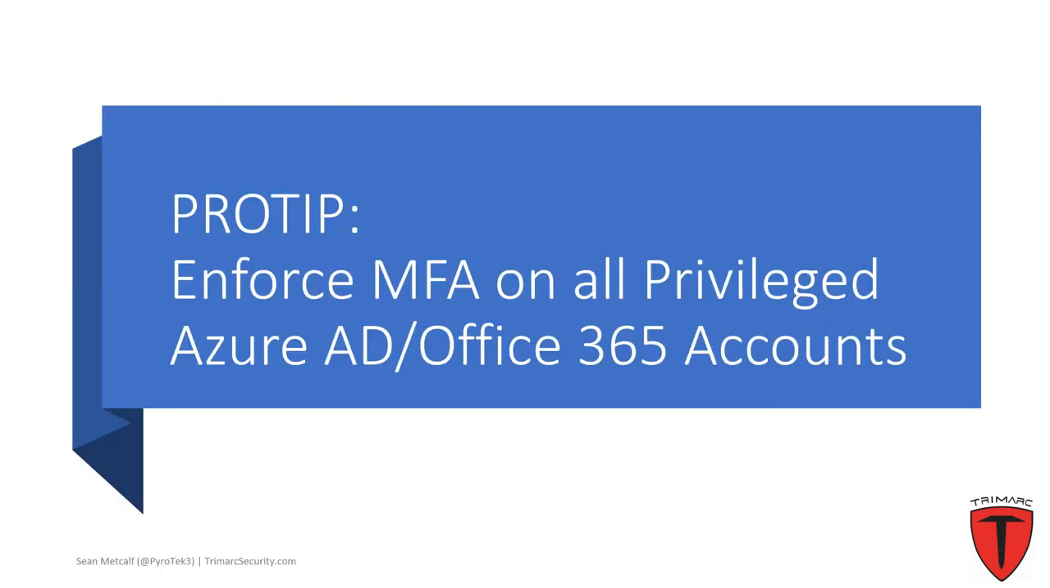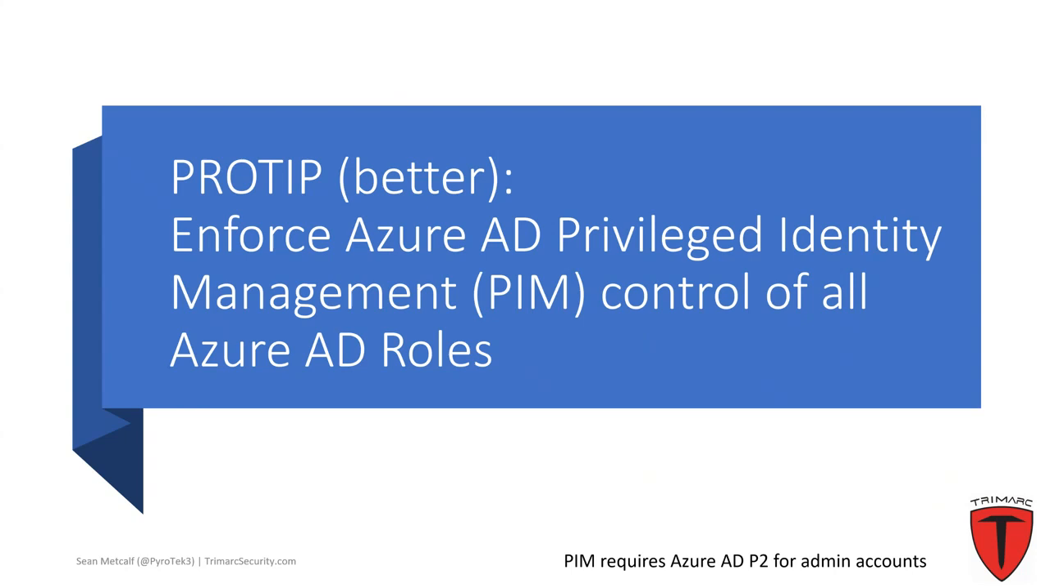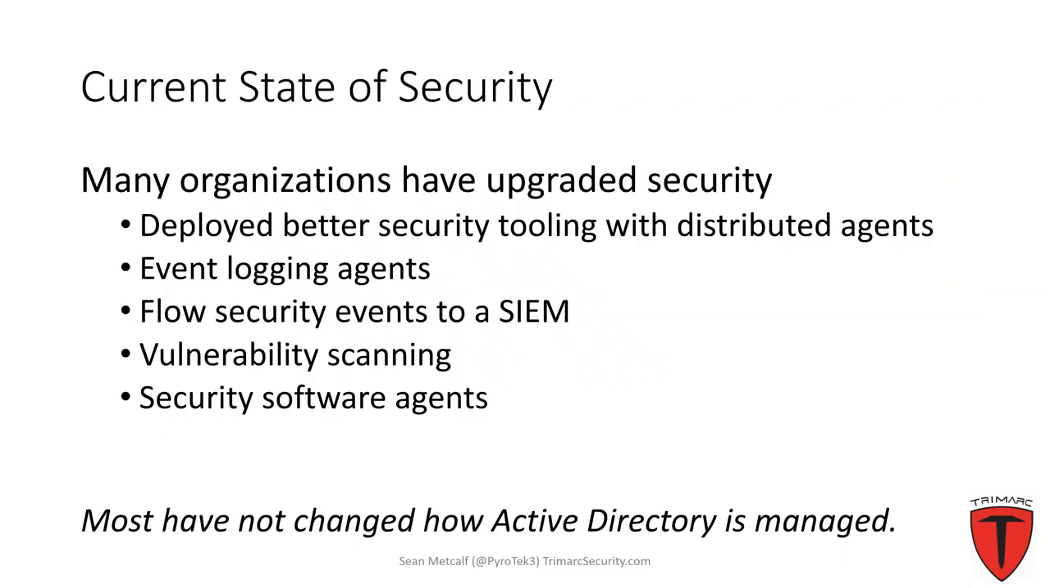And real quick, I just want to talk about those who have Office 365. Please take time this week to enforce MFA on all your privileged Azure AD and Office 365 accounts. The best way to do this is with Azure AD Privileged Identity Management, which is PIM, and have that control all of your Azure AD roles. PIM does require Azure AD P2 accounts, but just for those admin accounts that would be in PIM. We do perform a Trimarc Microsoft Cloud Security Assessment that I mentioned earlier, which focuses on Office 365 and Azure AD, and this is the key recommendation that we provide as part of that engagement. This is one of the best ways you can secure and protect your Office 365 and Azure AD environment. While this talk is specific to Active Directory, I just want to mention that since it is about secure administration for that environment. So where are we?